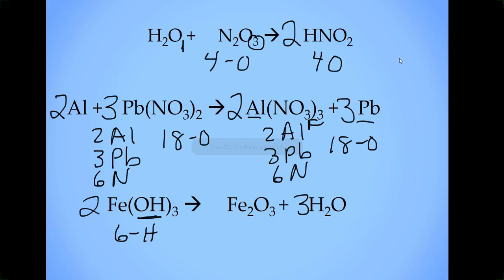Okay, let's look at our oxygen. So we have 3 times 1 times 2. I also have 6 oxygens on this side. And over here I have 3 oxygens, and over here I have 3 oxygens. Okay, so this is now balanced. 2 irons on each side, 6 hydrogens, and 6 oxygens on each side.